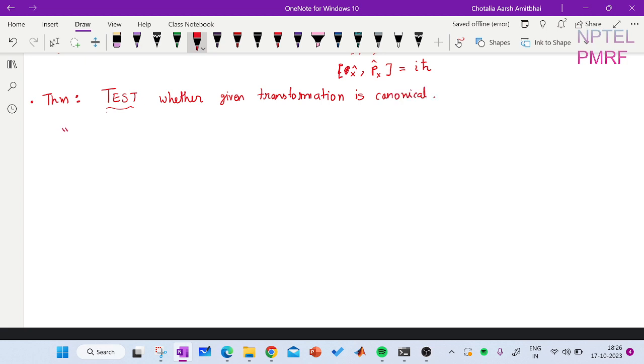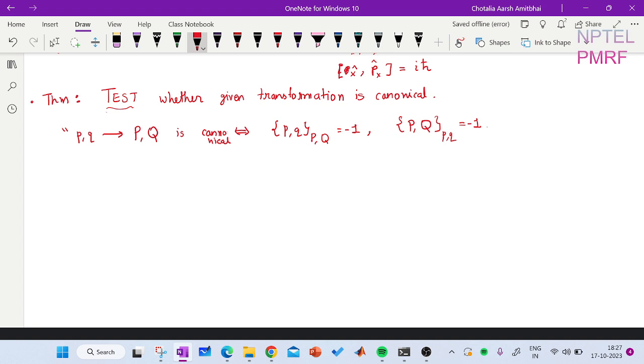And the statement is, if PQ going to some new PQ is canonical, then the Poisson bracket of the new variables PQ under the old variables should also be 1, and in the same way, the Poisson bracket of the old variables small pq under the new variables should be 1. Oh, I wrote it the other way. Okay, maybe I should put a minus sign there.